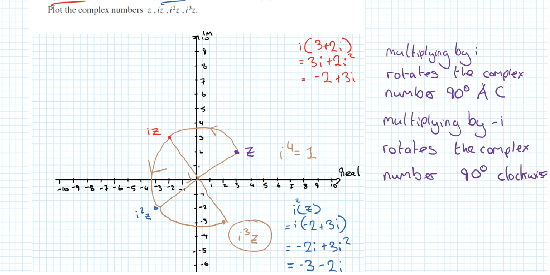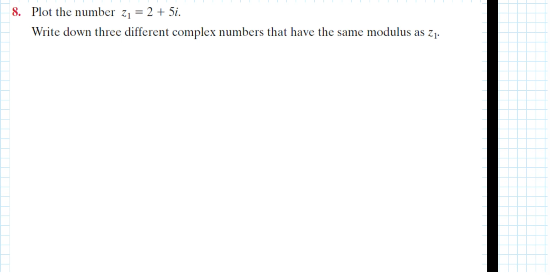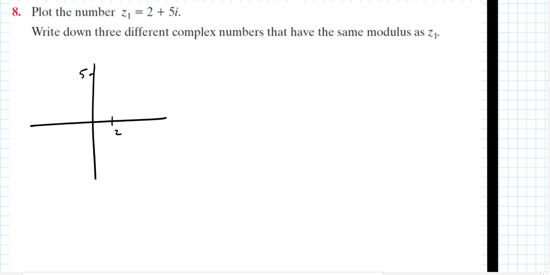One more thing to touch on then. It's very similar to what we were just talking about. If you were asked to write down three complex numbers that have the same modulus as Z1, remember to draw a quick little sketch. 2, 5, Z1. What else is going to have the same distance to the origin?